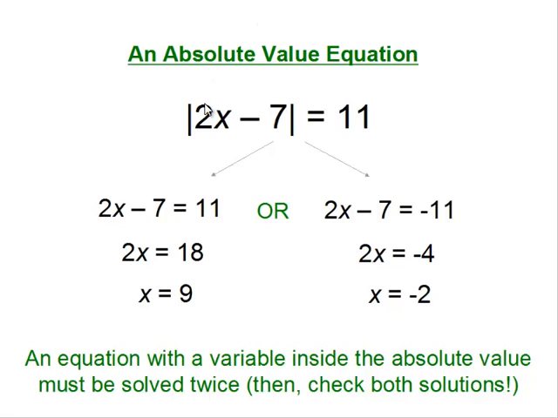Okay, so double check real quick in your mind. 2 times 9 is 18, minus 7 is 11, absolute value is 11. Check. Negative 2 times negative 2 is negative 4, minus 7 is negative 11. That checks out as well.